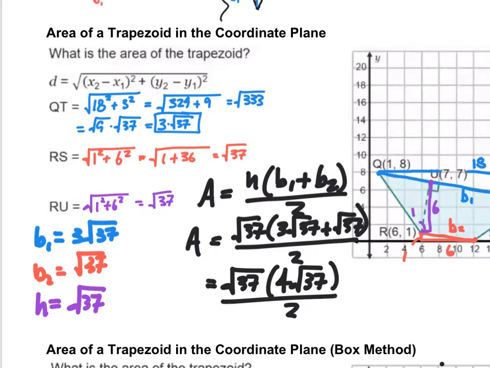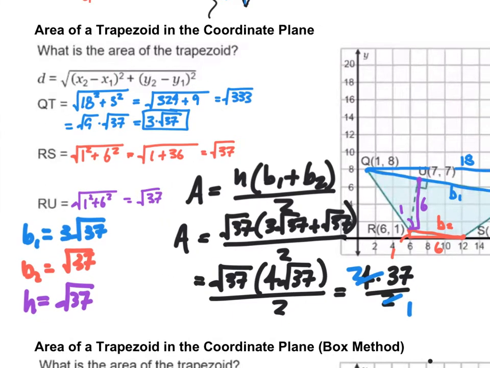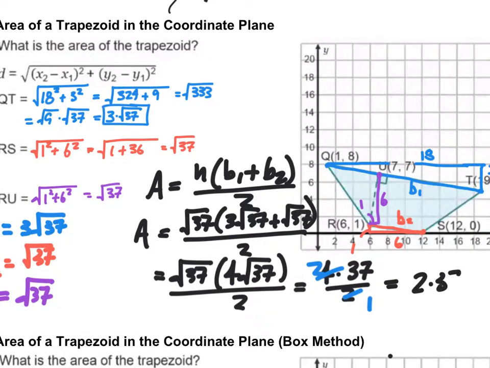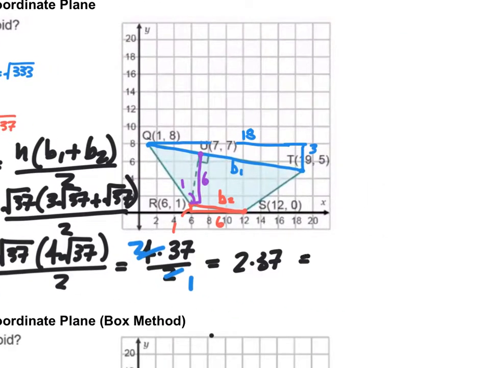Now, when you multiply the square root of 37 times itself, you're going to get the square root of 37 squared, which is going to give you 37. So I can rewrite this as 4 times 37 over 2. If I take 4 divided by 2, that's just going to divide out to 2. So therefore, I'm just going to get 2 times 37. If I take 37 multiplied by 2, that's going to give me 74. So the area of this is 74 units squared.